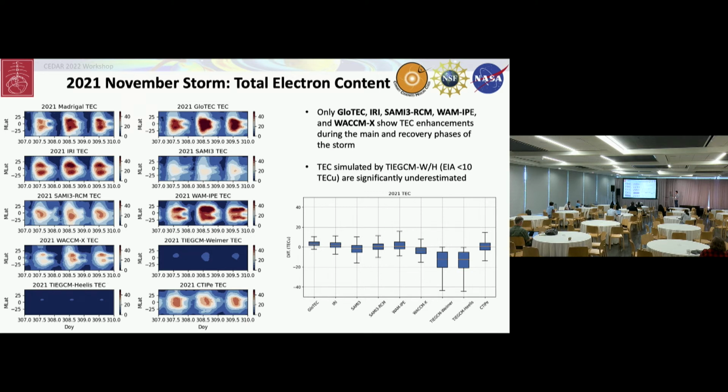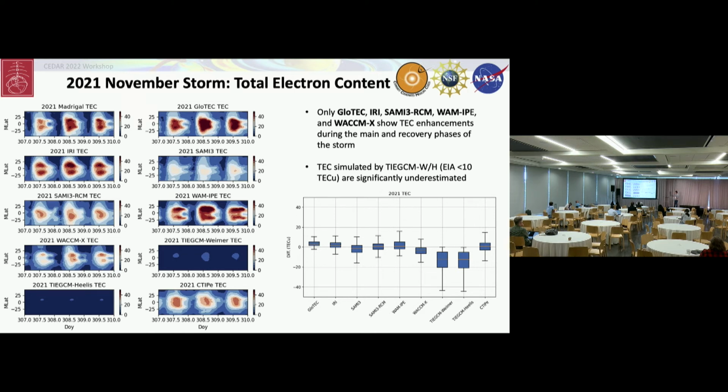So if you compare with other observations, it's obvious that the TIEGCM significantly underestimates the TEC value, and the symmetry also underestimates. But if we compare with the symmetry RCM, you can see that it shows a slight enhancement during the storm time. This demonstrates that the symmetry RCM should have provided some improvement.